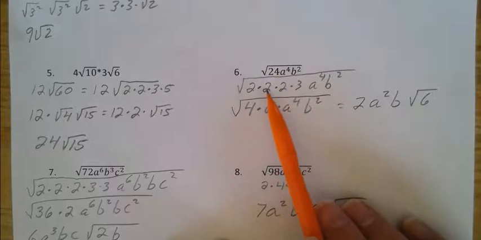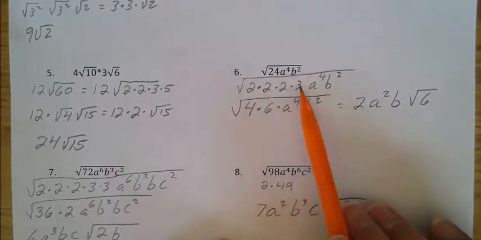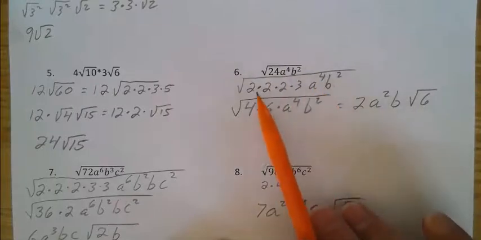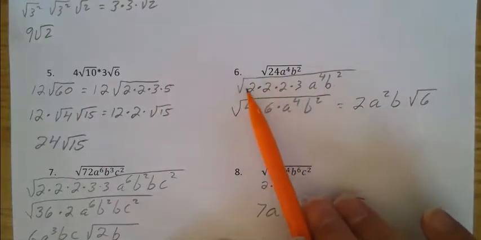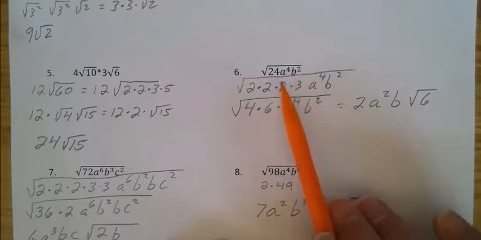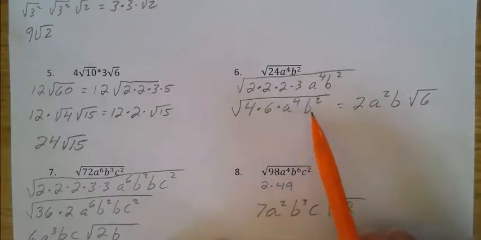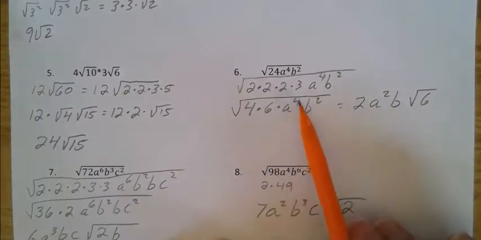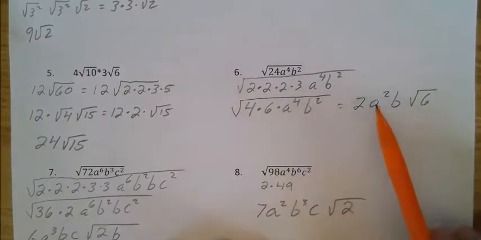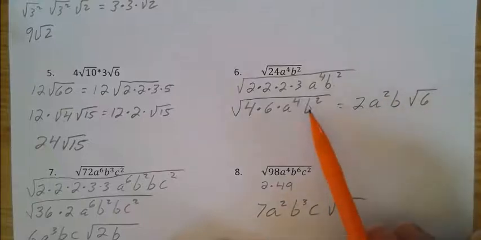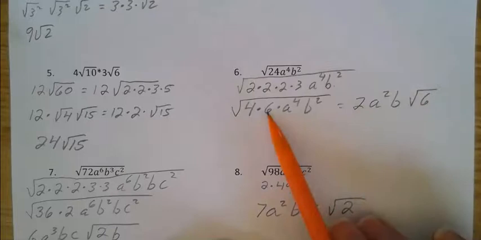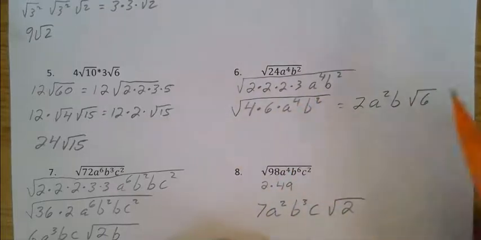24 is 2 times 2 times 2 times 3, and then I just leave it a to the 4th b squared. 4, or 2 squared, times 6, a to the 4th b squared. Square root of 4 is 2, square root of a to the 4th is a squared, square root of b squared is b, and I still have the 6 left over, so it's square root of 6.